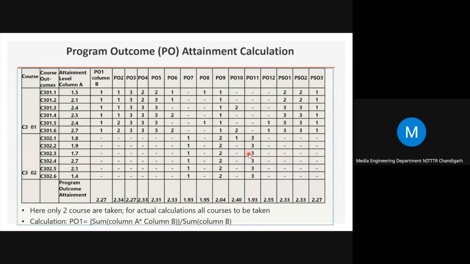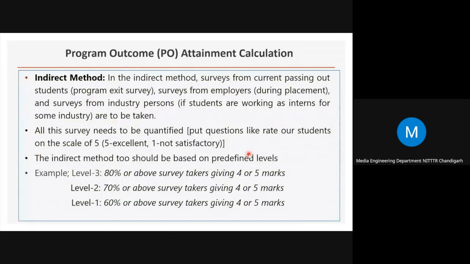Okay, so let's move further if there is no query. So now we'll be considering the indirect methods. In indirect methods, we have mainly surveys. Surveys of different types, like program exit survey, which is also called graduate survey.